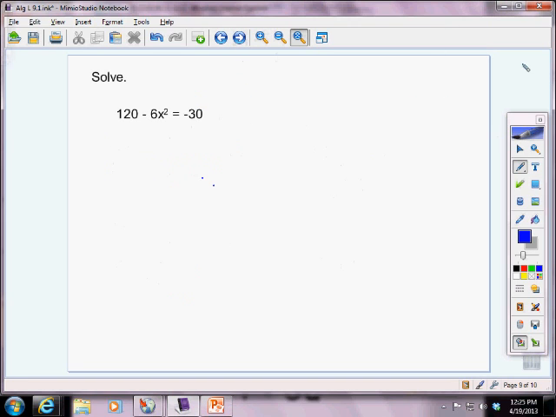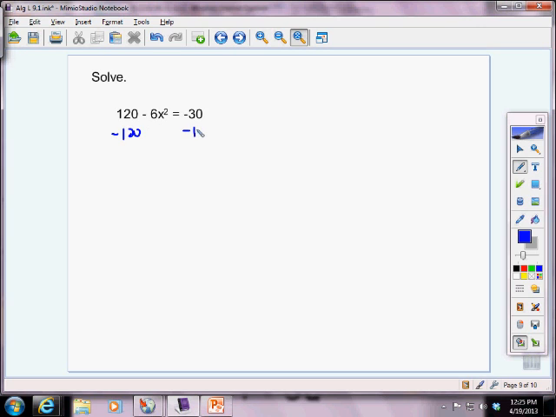Let's look at another example. This says 120 minus 6x squared equals negative 30. Solve. This is an equation, ladies and gentlemen. We know how to solve equations. What are we solving for? This x squared here. So let's solve for the whole minus 6x squared. Get rid of the 120 by going minus 120.